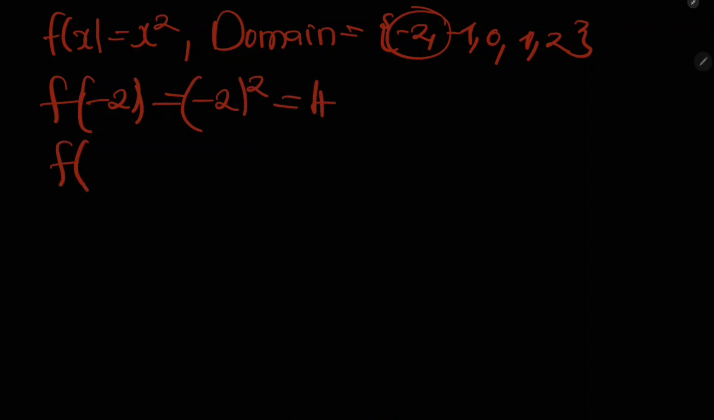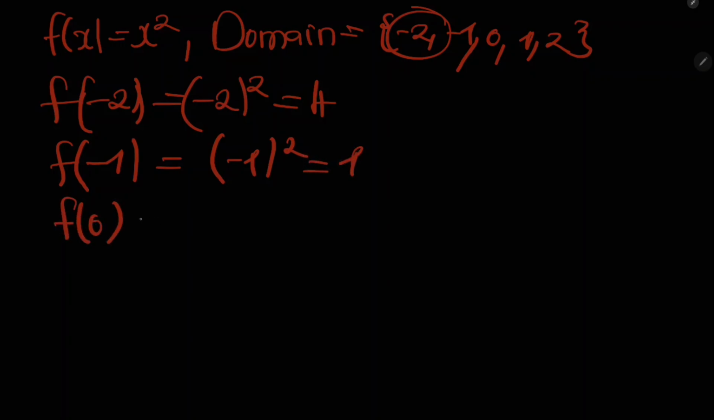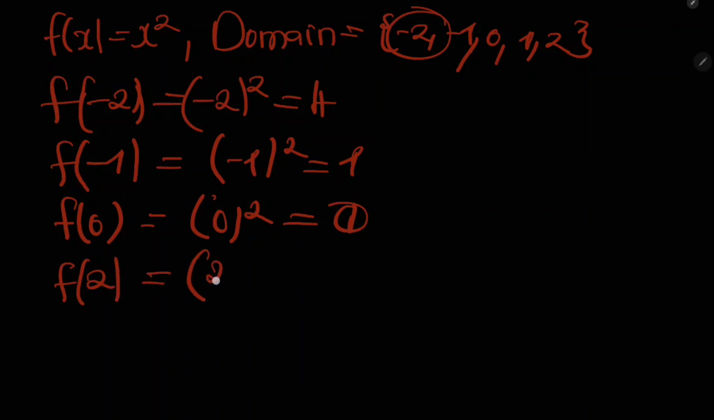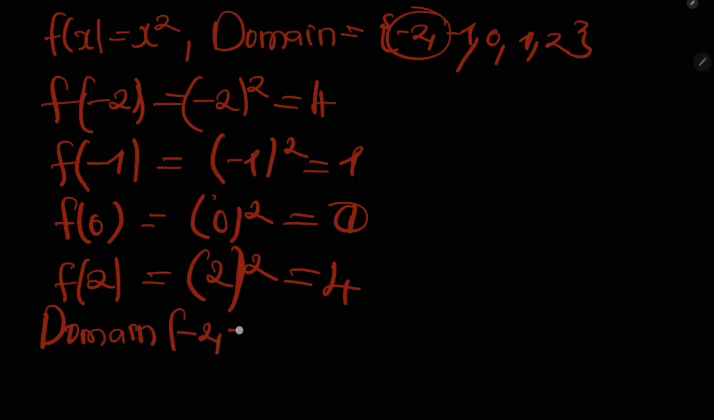We take the next number, which is -1. (-1) squared is 1. We take the next number, 0, which is 0 squared, which is still 0. We take the next number, 2. We have 2 squared, which is 4. So we have our domain, which has been given above: -2, -1, 0, 1, and 2.